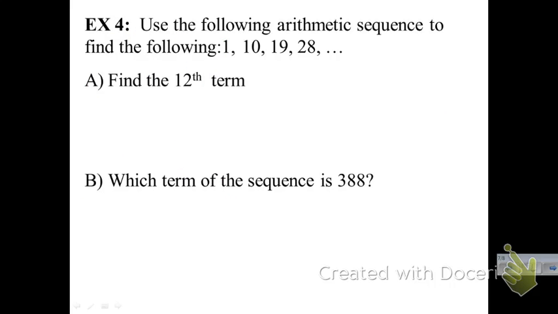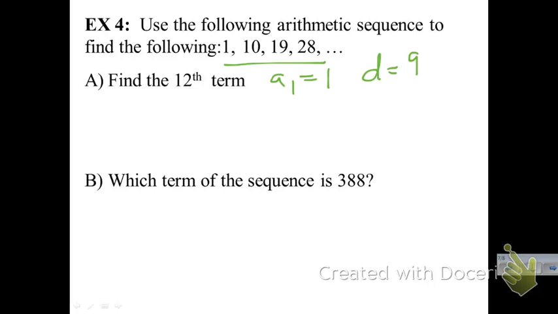On example 4, it says use the following arithmetic sequence to find the following. So it gives us our sequence right here. When it gives you a sequence, I would first find a sub 1. Seems like we always need that value. In this case it's 1. Then I would also find the common difference. We know it's an arithmetic because it tells us. And you can see that here it's adding 9 each time, so our common difference is 9.